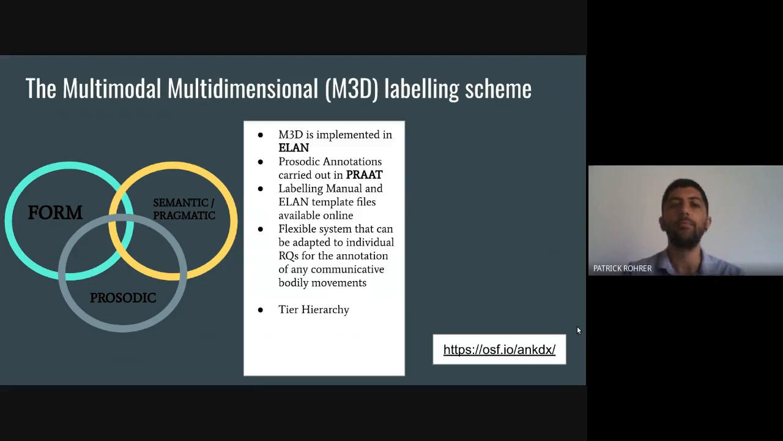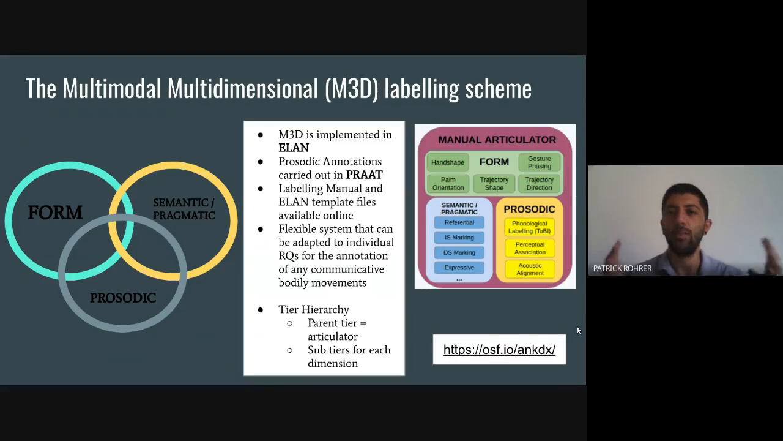And something a little bit more about the structure of M3D is it follows the tier hierarchy system in Elan, where the parent tier refers to the articulator that you're annotating, and subtiers are available for each dimension, and there are child tiers within that. So to give you an overall idea of what it looks like, it sort of looks like this. You have your manual articulator, which would be your parent tier, and then underneath that you have your form dimension with its child tiers. You have your semantic pragmatic dimension with its child tiers, and the prosodic dimension with its child tiers. So now let's go into looking at each dimension themselves.